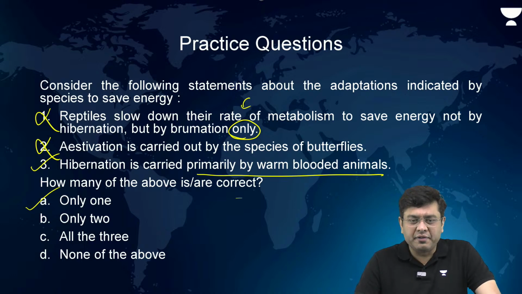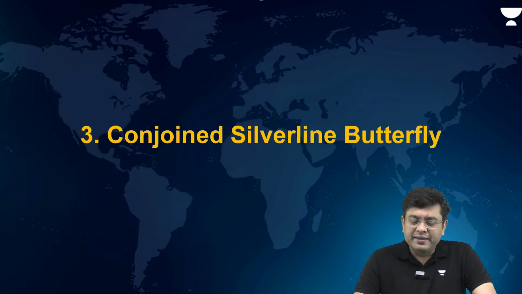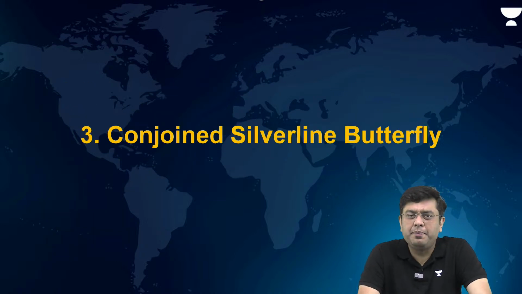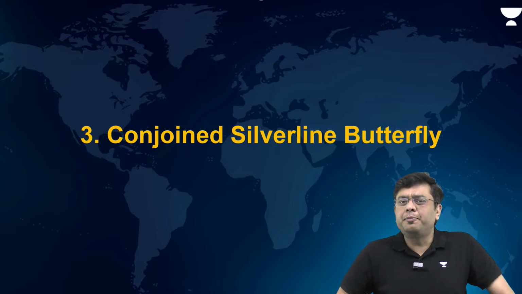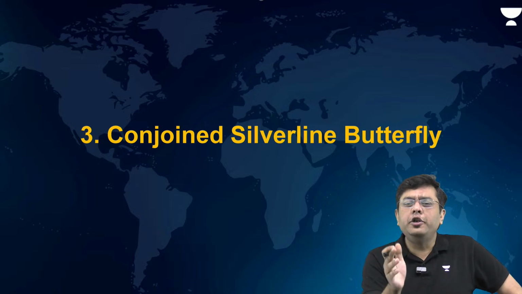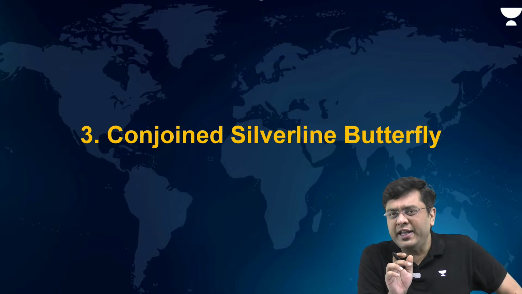Here, many of you have given the correct answer, which is good to see. Now, then a species which had been in the news, that is the conjoined silver-lined butterfly. Now, this silver-lined butterfly was a unique species of butterfly to be found in the region of the Western Ghats. Now, for your prelims preparation, the species in the news has to be referred to in a unique manner.